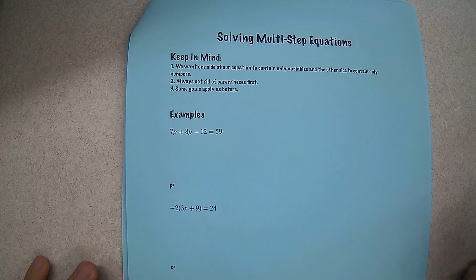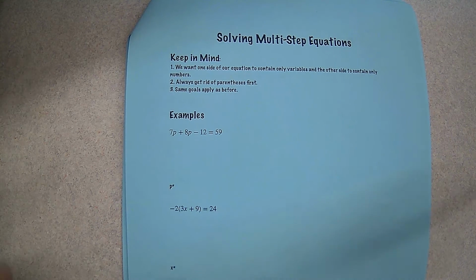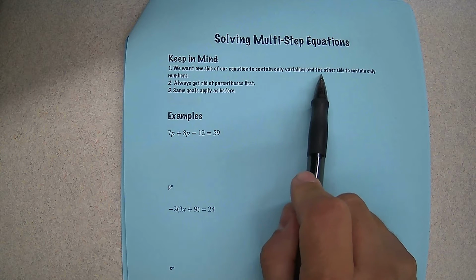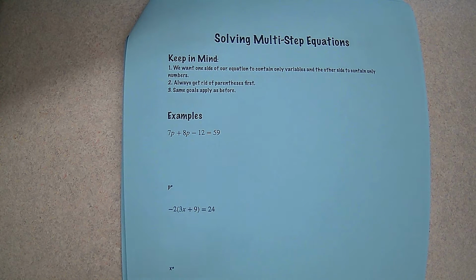All right, this video is looking at solving multi-step equations. So this is really taking what we started the year with, combining like terms, and then adding it to our solving equations. Three things to keep in mind. One, we want one side of our equation to contain only variables and the other side to contain only numbers. Two, we always want to get rid of the parentheses first if we have them. And number three, our same goals apply as before. We want to isolate the variable, get it all by itself, and use our reverse order of operations.